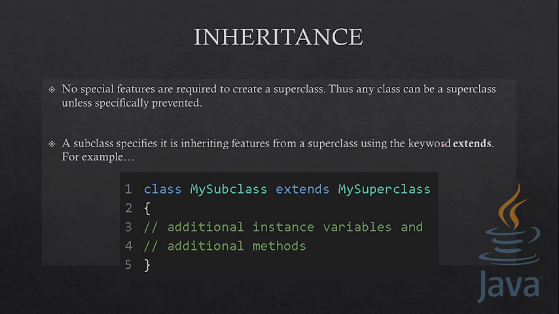Okay. So when we're creating a superclass, it is just like creating a normal class in Java. Thus, any class can be a superclass unless specifically prevented. When we create a subclass, we use a keyword. So we use the keyword extends after the class name. So we have the class keyword, then followed by the class name, and here we add the extends keyword, meaning we are inheriting from a superclass. So the code will inherit characteristics, attributes and methods from the superclass.